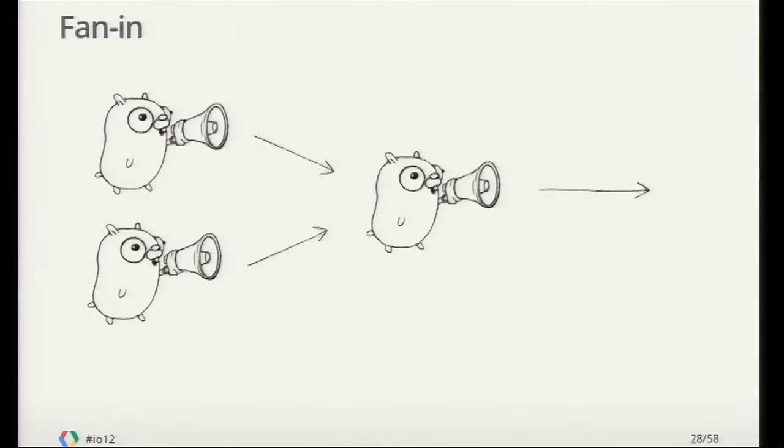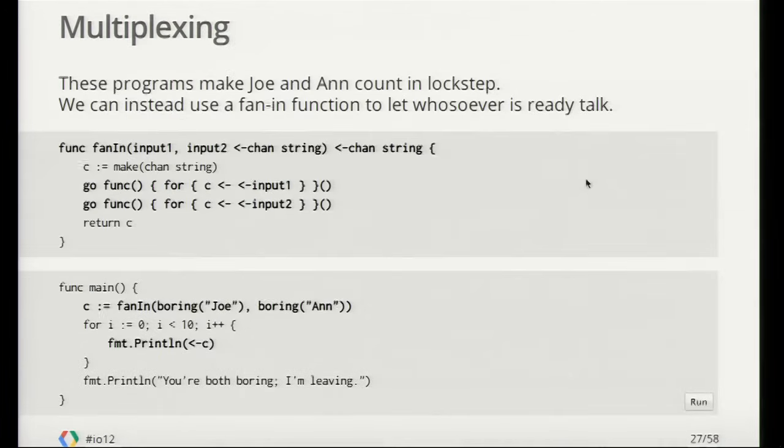And the way to think of it is a little bit like this. Here's Joe and here's Ann, and they're both talking. And then the fan-in function here is taking values from Joe and values from Ann and just forwarding them on to the output of the fan-in function, right? And to do that, again, it's using the generator pattern. The fan-in function is itself a function that returns a channel. It takes two channels as input, returns another channel as its return value. And what we do is, again, make the channel and return it.